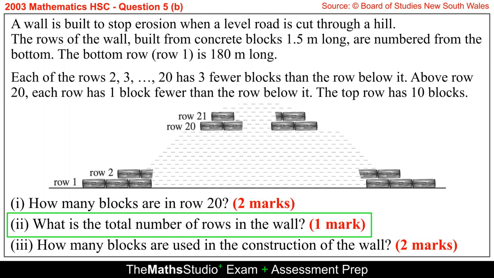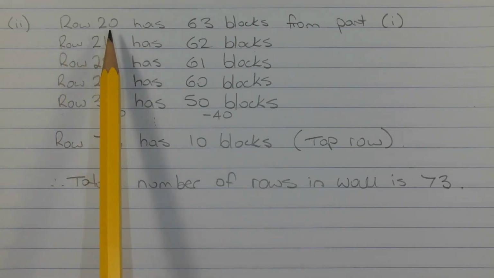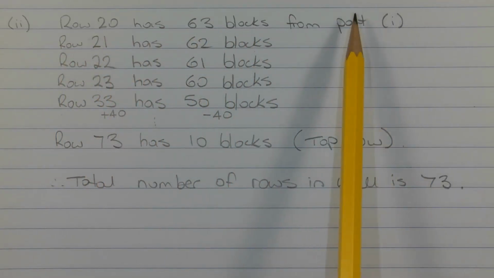Part 2. What is the total number of rows in the wall? It is given that above row 20, each row has 1 block fewer than the row below it. The top row has 10 blocks, so the idea is to work out what row number corresponds to 10 blocks in that row. So row 20 has 63 blocks, which we found in part 1.